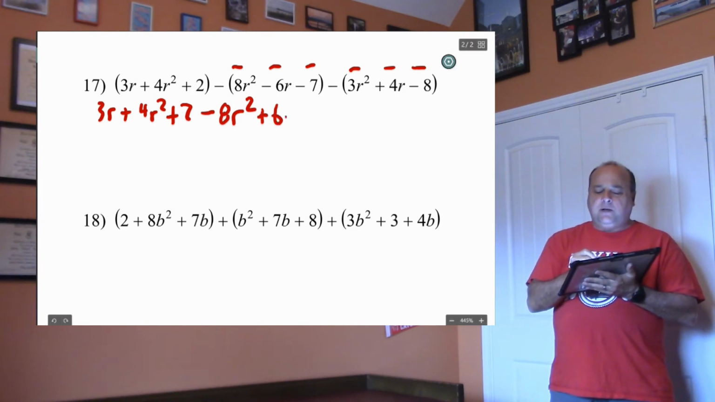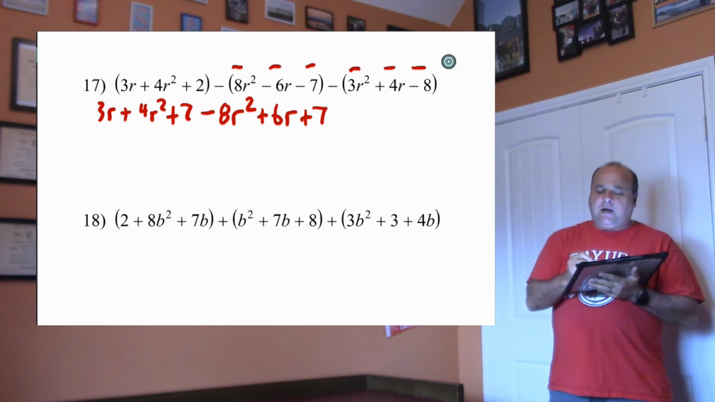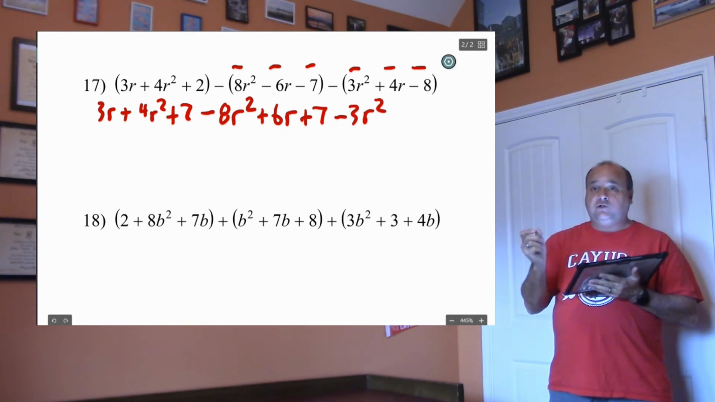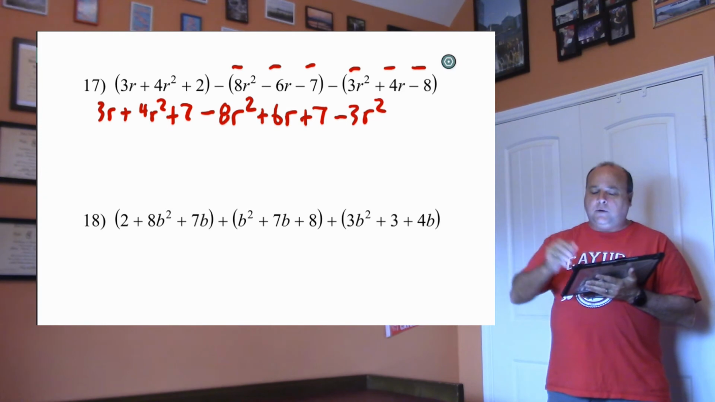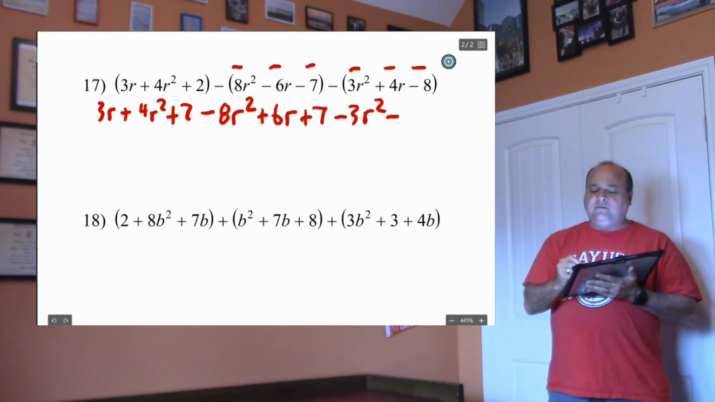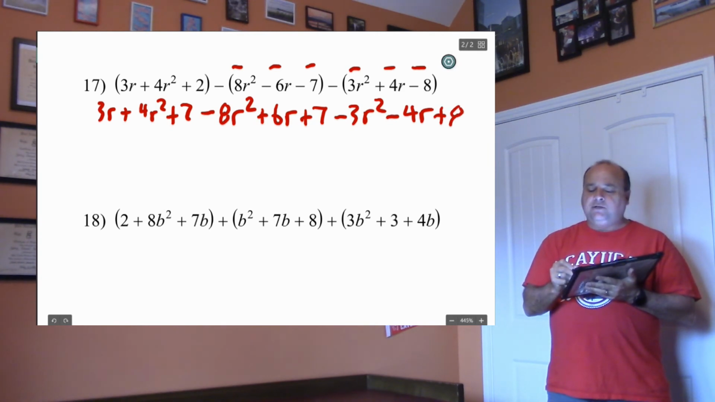My number is 6. My letters are. A negative times a negative is a positive. My number is 7. A negative times a positive is a negative. My number is 3. My letters are. My exponent's 2. Sign, number, letter, exponent. A negative times a positive is a negative. My number is 4. My letters are. A negative times a negative is a positive, and my number is 8.